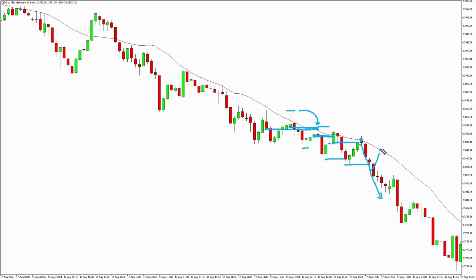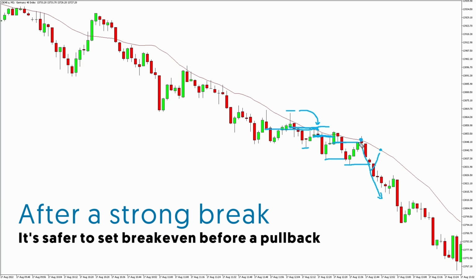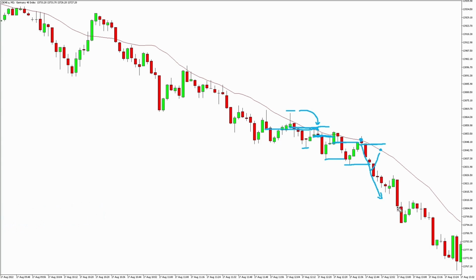But here we don't have that move. We see the price getting far away already from the previous break, from our entry. When we are here, we don't need to wait necessarily for a pullback. We can protect our trade and we should be safe here.